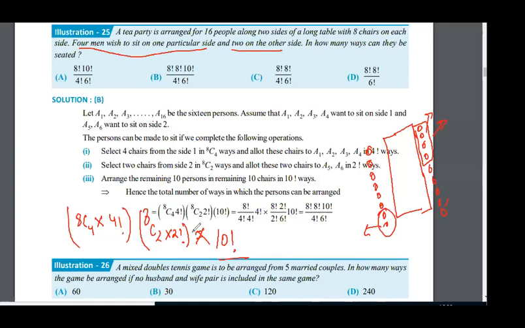Got it? Everyone got question 24. Sorry, 25. Raise your hand if everyone got it. Tell me. Everyone got this? Think. If you didn't get it, please ask. Okay?